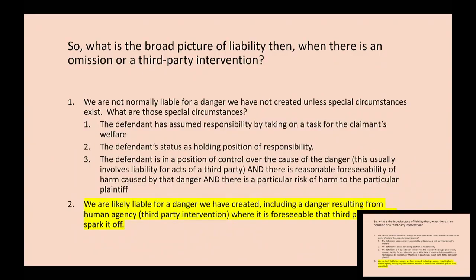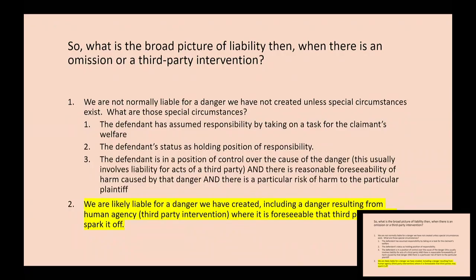What are the special circumstances when a court will recognise a duty of care for an omission? Okay, one is when the defendant has assumed responsibility by taking on a task for the claimant's welfare. One is the defendant's status as holding a position of responsibility. And the one we've just discussed is when the defendant is in a position of control over the cause of the danger and there is reasonable foreseeability of harm caused by that danger and there is a particular risk of harm to the particular claimant.